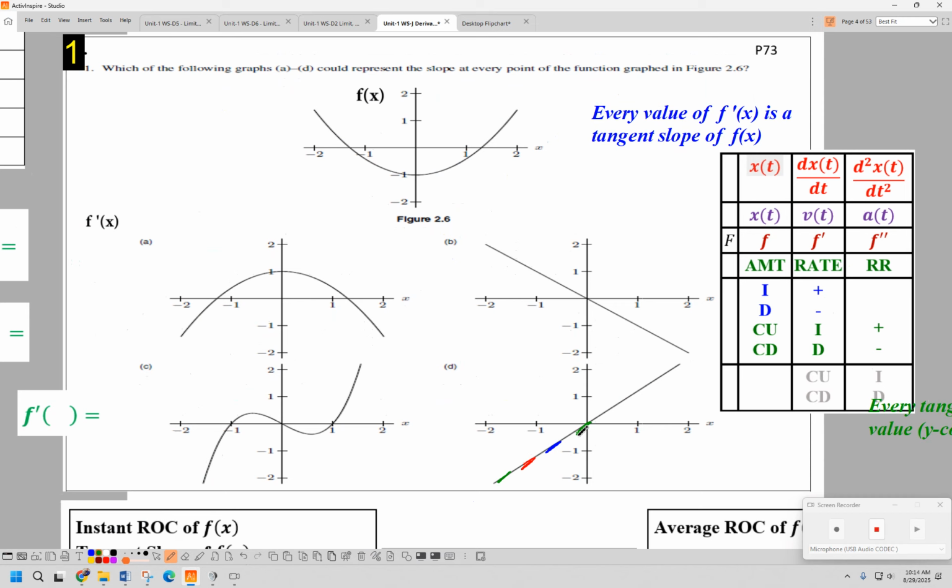Hands up. What are the tangent slopes of f prime doing, Brecken? Staying consistent. There we go. How many knew that? The slopes of f prime, the values of the slopes are constant. The slope of f prime isn't changing.